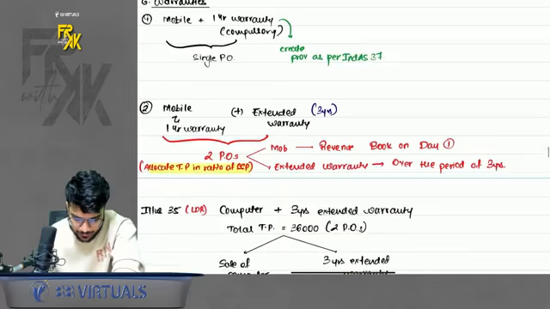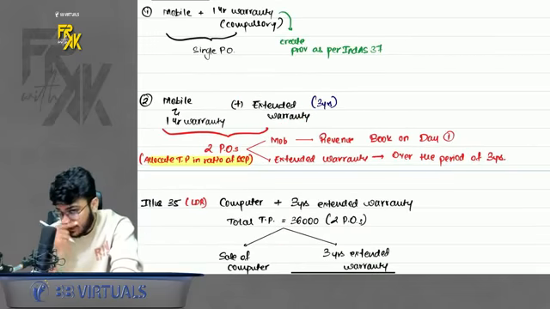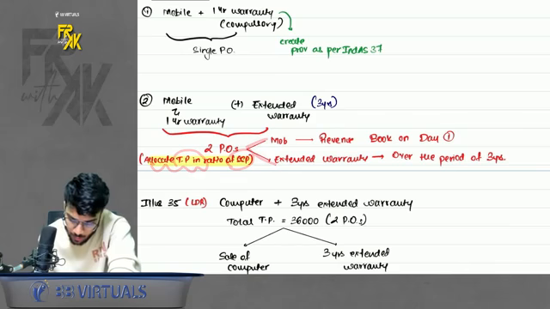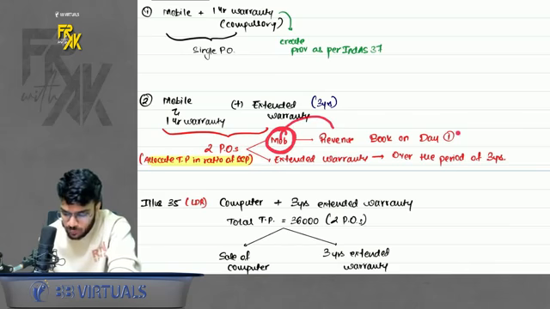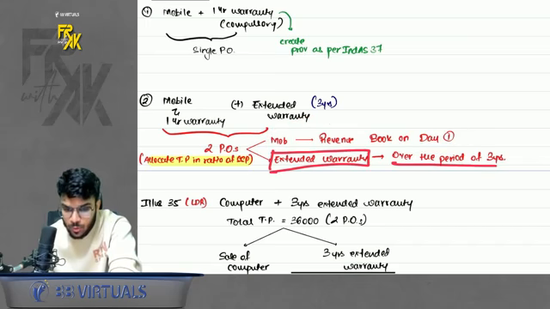Okay. Then if you sell an extended warranty also, then there are 2 POs. In that case, if there are 2 POs, you have to allocate the transaction price in the SSP ratio between these two. Whatever gets allocated to the mobile phone, book the revenue on day 1. Whatever gets allocated to the extended warranty, you will book over the period of 3 years.